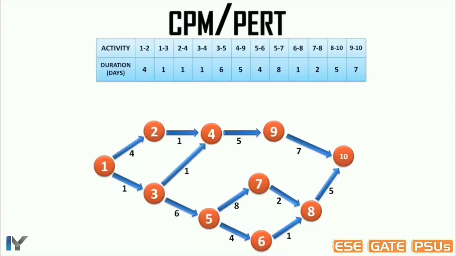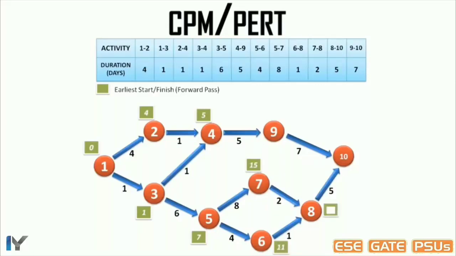To find the critical path, we have to perform two operations, forward pass and backward pass. Here I have shown the forward pass in the green box. Start with 0 always, then add the duration of the activities from left to right one by one, and at the node where two paths converge, select the maximum value. So we get the total duration of 22 days.